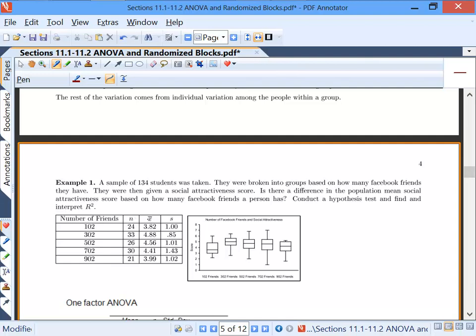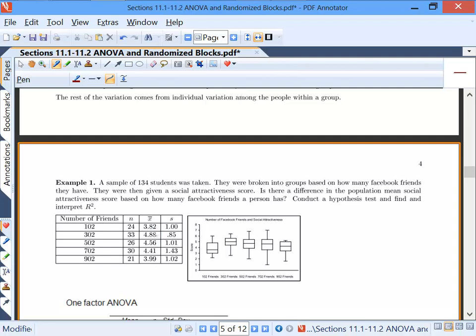First of all, look at this output. So you have your groups. Your groups are 102 friends, 302 friends, etc. So we have 1, 2, 3, 4, 5 groups. And we wanted to know are the population means different between the groups, which is why we need to use ANOVA. We have our sample sizes and our sample means for each. So it looks like we range from 3.82 to 4.88.